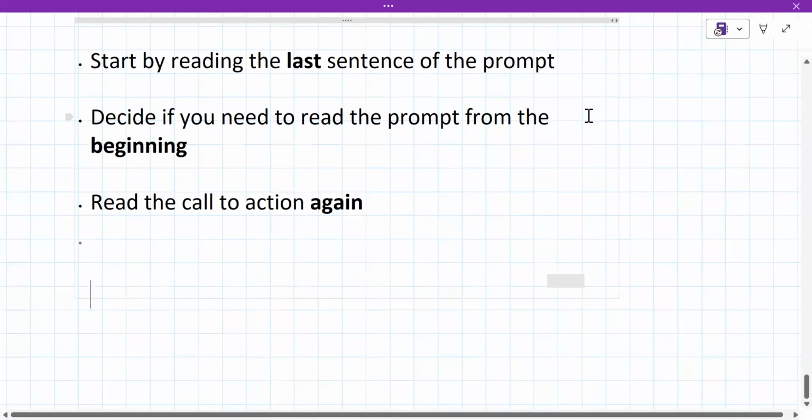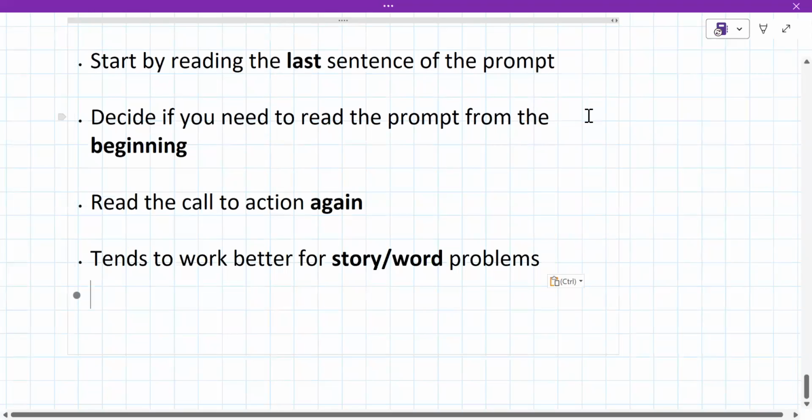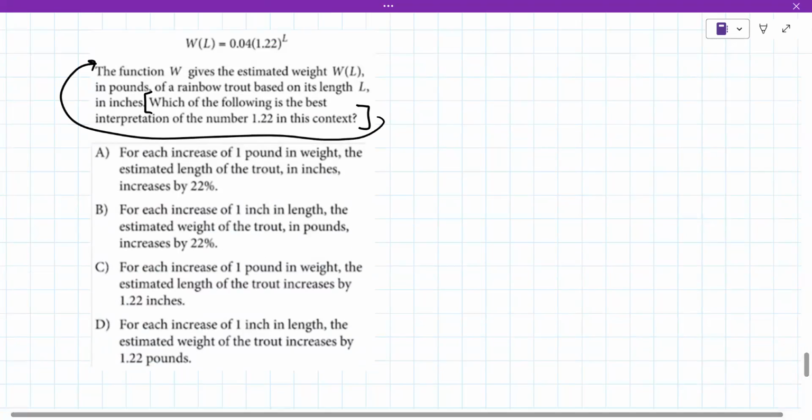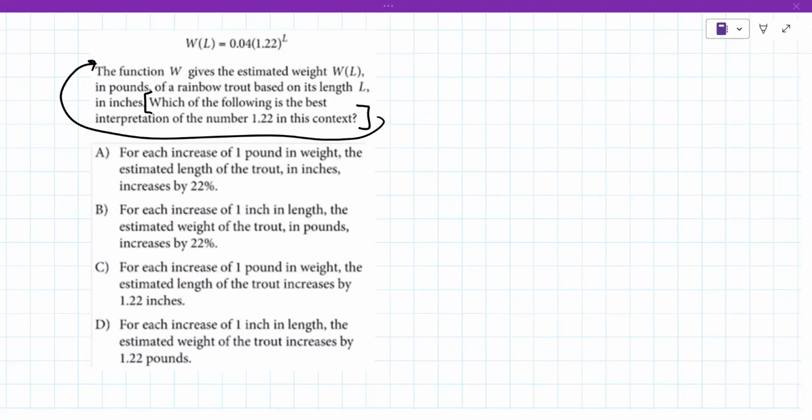Now, the strategy, it's just like anything else. It only works in some situations, doesn't work in all. Tends to work best for story word problems, things where there's lots of words. It's better to go right to what it's actually asking for.